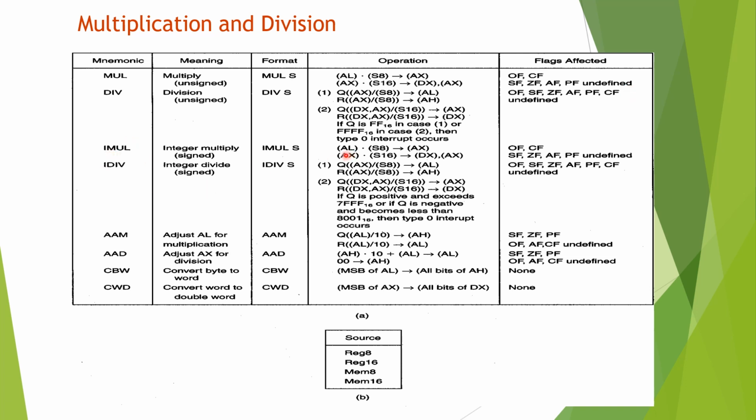And IMUL, the logic is the same as the multiplication operation. Here we perform the signed multiplication operation, and IDIV, that is integer divide, is used for performing integer division. And AAM, you have to adjust the AL for multiplication, which means it is used for converting into direct decimal.